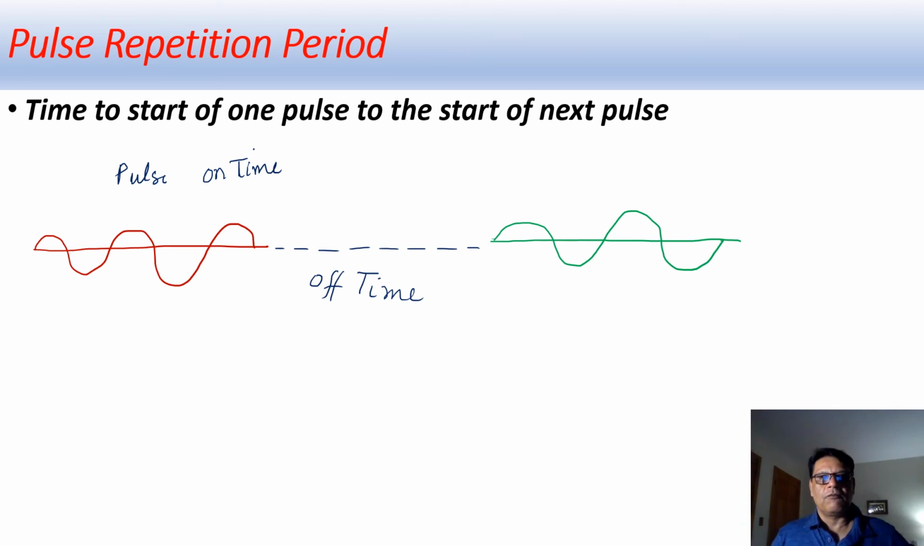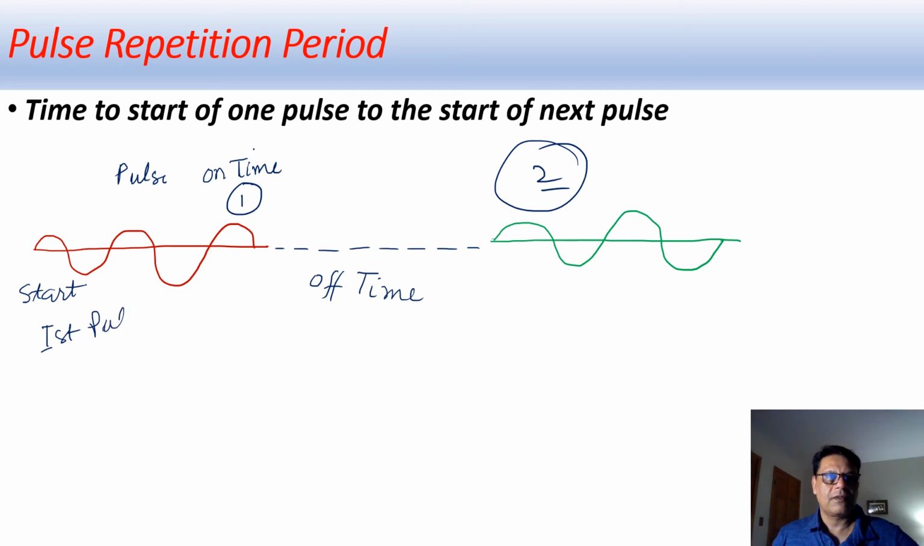Now the second pulse will not be produced until and unless the echo of this pulse is received. So the time from the start of a pulse to the start of the next pulse. So this is the start of the first pulse, and this is the start of the next pulse, of the second pulse.